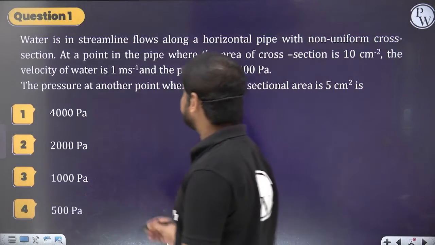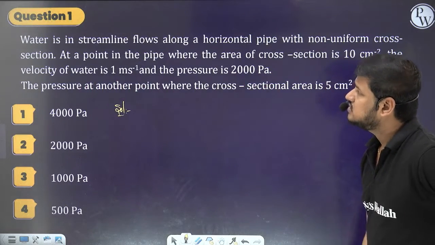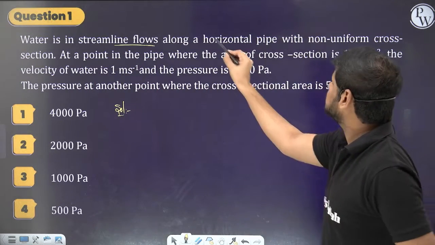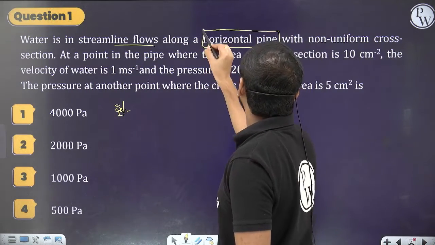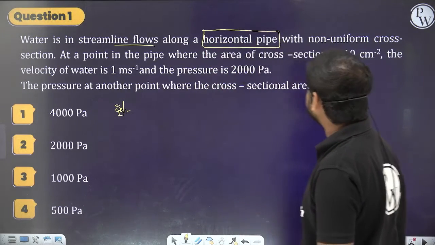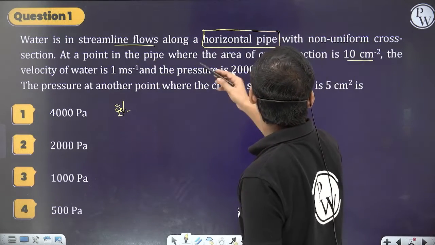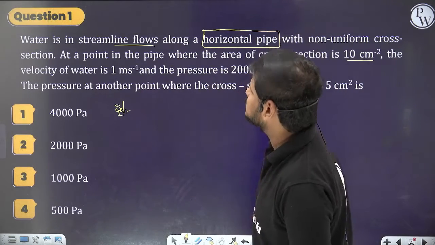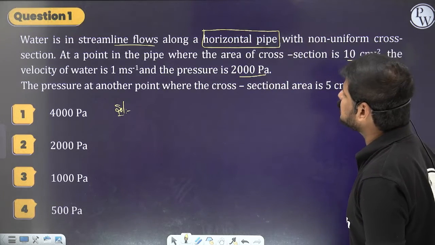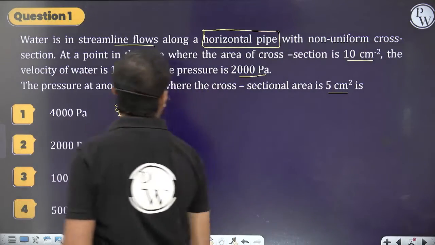This question I gave as homework, so I hope you guys solved it. If you are not getting it, just follow the procedure here. Water is in streamline flow along a horizontal pipe, so the pipe is horizontal, right? With non-uniform cross section, at a point in the pipe where the area of cross section is 10 centimeters square and the velocity of water is 1 meter per second, the pressure is 2000 Pascal. Then find the pressure at another point where the cross sectional area is 5 centimeters square. So first, it's a horizontal pipe.